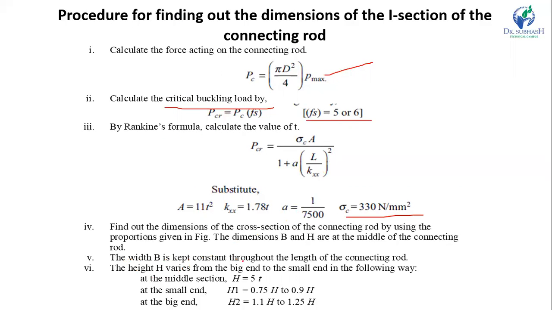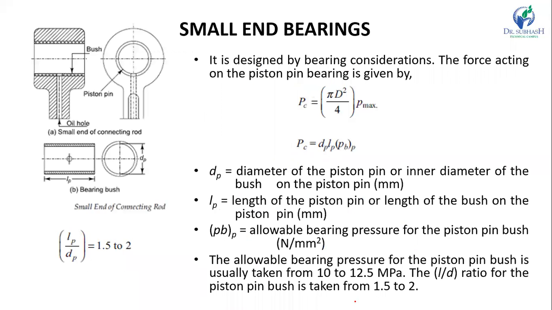The width B is kept constant throughout the length of the connecting rod, and the height H varies from the big end to the small end. So at the middle section H is equal to 5t. At the small end section the height H1 is equal to 0.75 H to 0.9 H, and at the big end H2 is kept as 1.1 H to 1.25 H.